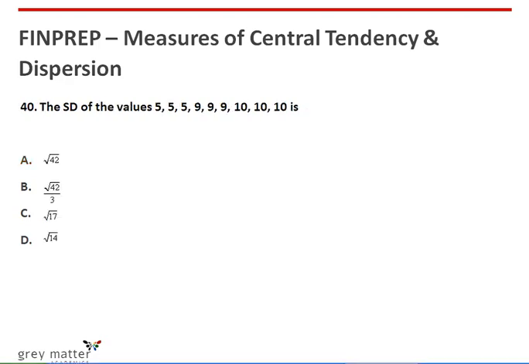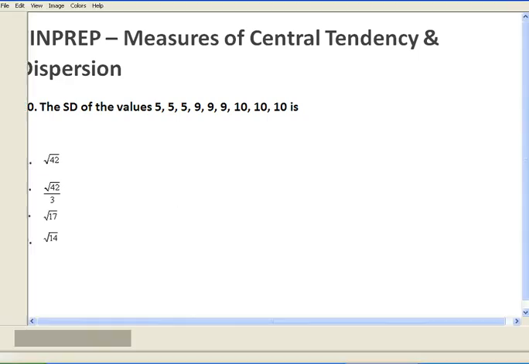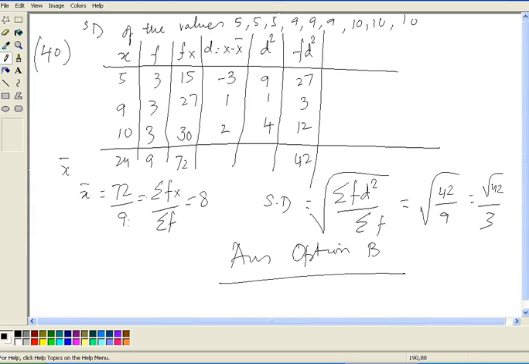40th problem. The standard deviation of the values 5, 5, 5, 9, 9, 9, 10, 10, 10 is worked out as follows. Putting it into the tabular form as shown, the observation x, f, fx, d squared and fd squared. Now 5 repeats 3 times, 9 repeats 3 times, 10 repeats 3 times. So fx will be 15, 27, 30. When you add up, 72, so x bar is sigma fx by sigma f, which is 8.